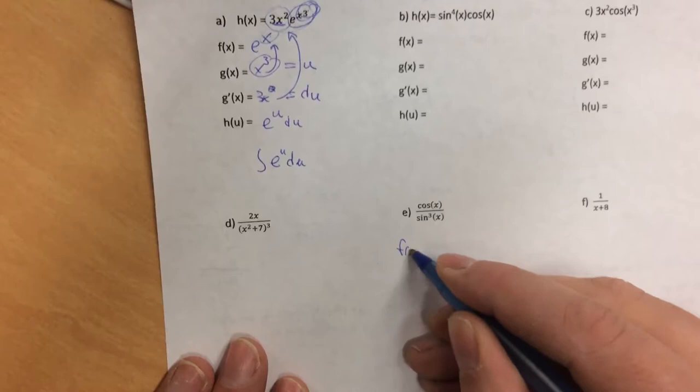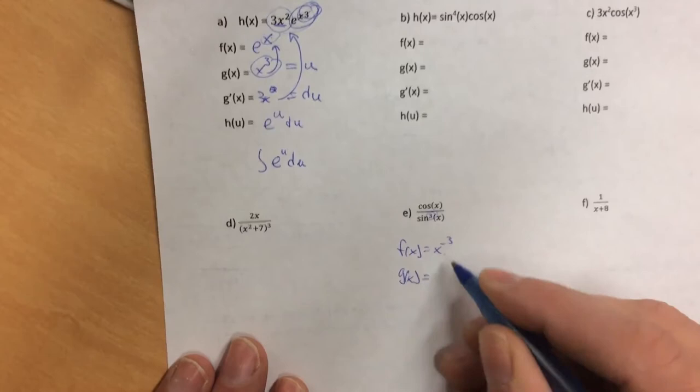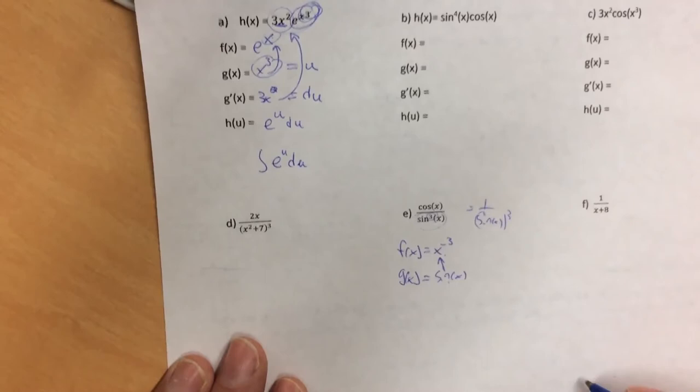Here, let's look at e. Here, f of x, our outside function, is going to be x to the negative third, because that's something we know how to do the antiderivative of. And the thing that's to the negative third power is sine of x. If we plug that in, that's what we have here. We have sine of x to the negative third power. This is 1 over sine of x cubed. And we have the derivative of the inside function. The derivative of sine of x is right there.